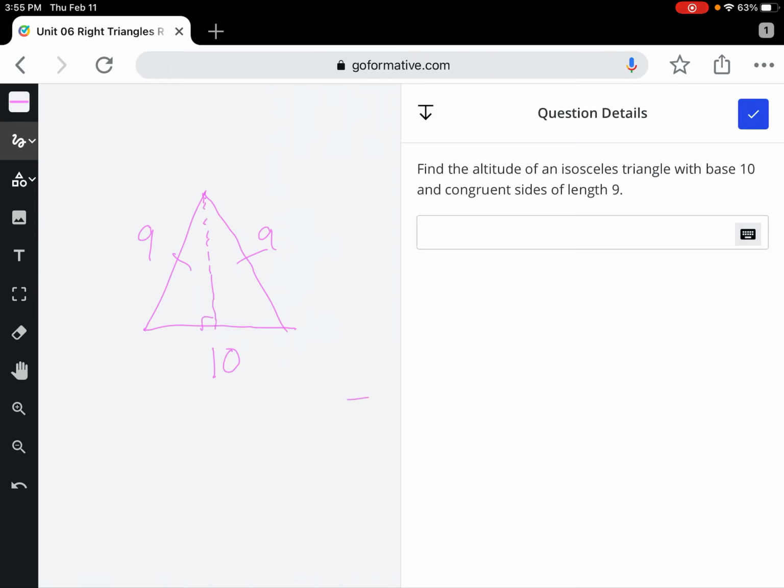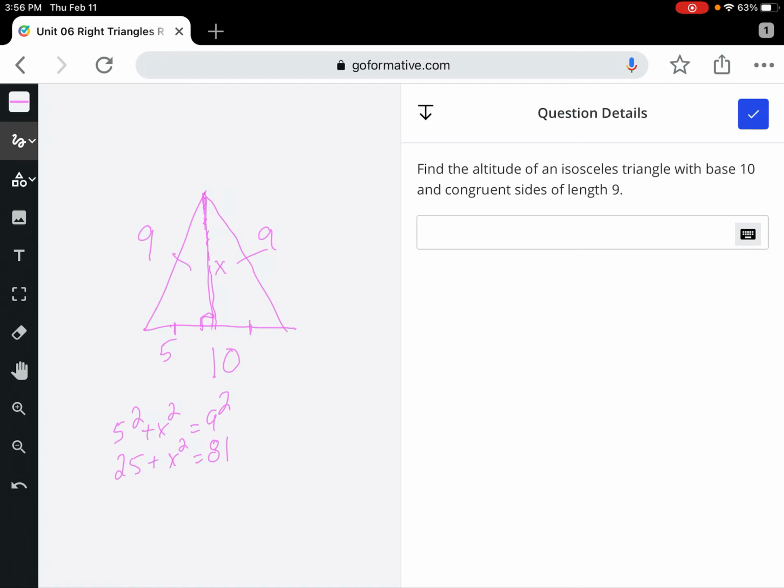So this is actually kind of interesting. When you draw in the altitude, it cuts it up into two congruent parts. These two triangles are congruent by side angle side, because of the reflexive property. Anyway, this right here is 5, and let's call this x, that's my altitude. I'm going to use the Pythagorean theorem because I know nothing about the angle. So 5 squared plus x squared equals 9 squared.